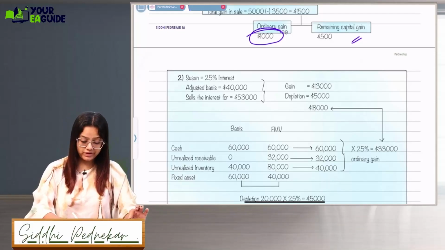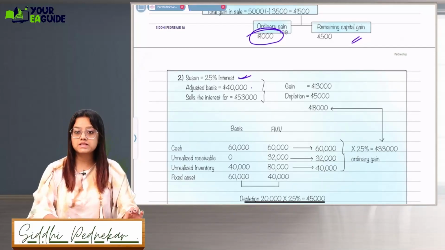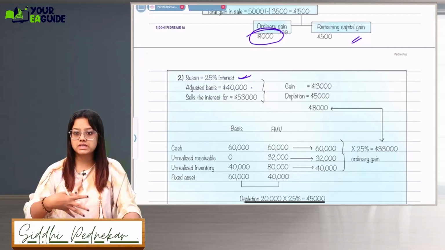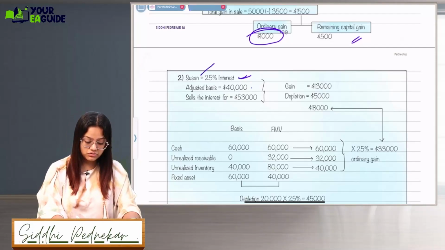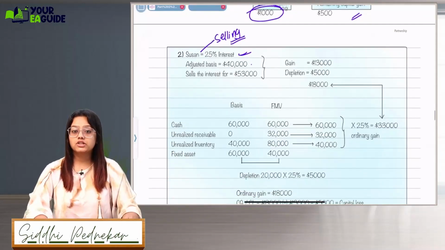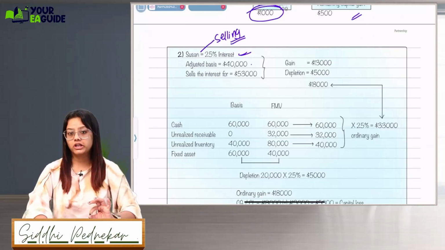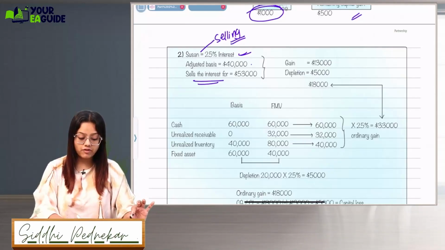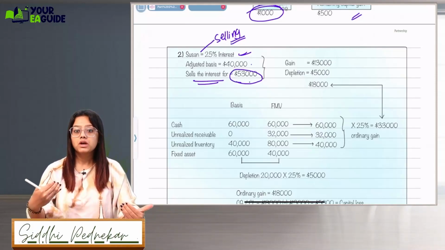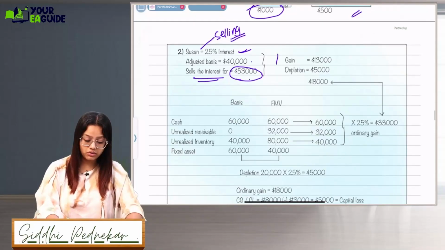Susan is having 25% interest, adjusted basis, selling 25% interest. Let's say here, Susan is selling 25% of her partnership interest. Her adjusted basis of partnership interest is 40,000, and she sells the interest for 53,000. So what is the total benefit? 53 minus 40, it's 13,000 is her total gain.